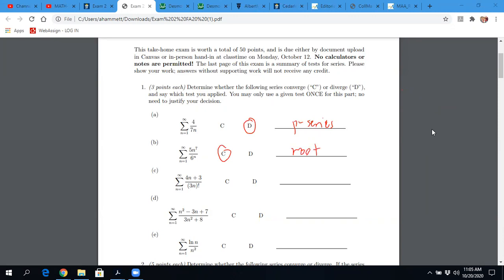If you use the root test, the nth root of 5 goes to 1. The nth root of n to the 7 goes to 1. The nth root of 6 to the n goes to 6. So overall, the nth root of that entire thing will go to 1/6, which is smaller than 1, so you get convergence, yeah?